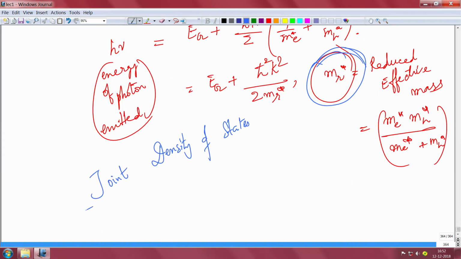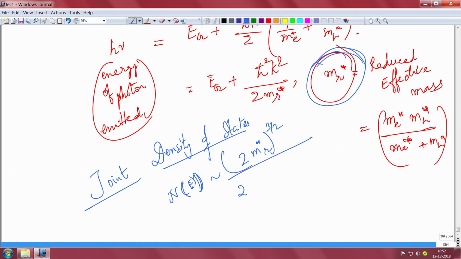What it means is that it takes into account both the electron and hole pair together. This joint density of states is called Ne, and this is equal to something like 2 times reduced effective mass to the power 3 by 2, divided by 2 pi square h bar cube, into square root of E minus Eg. That means the emission will start only from energy equal to or more than the band gap. It cannot go below the band gap.